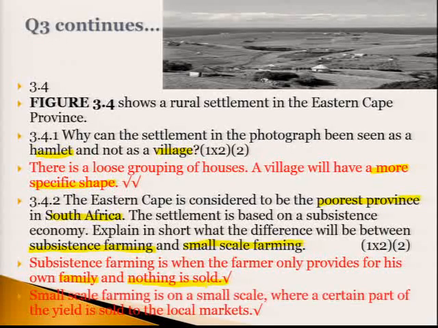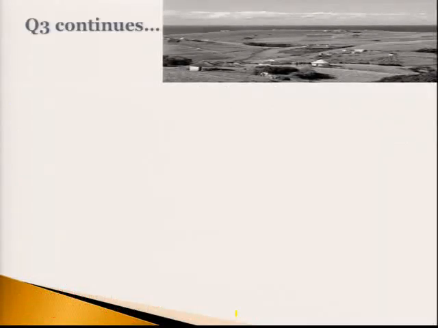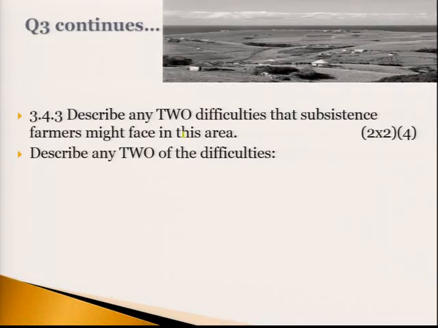But then your small-scale farming is very small, yes, where a certain part of the yields is sold to the local markets. Subsistence, survival, family. And then your small-scale farming, you started to give now to the markets. Describe any two difficulties that a subsistence farmer might face in this area.